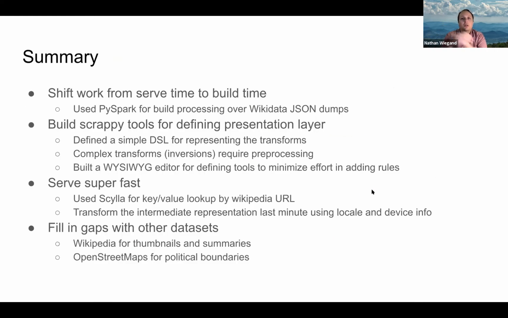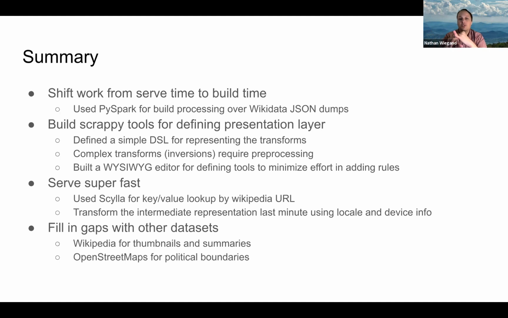So to summarize, the trick that we decided to do was, in order to hit our latency requirements, we shifted as much work from serve time to build time as we possibly could. To do that, we used a really heavy PySpark job to process Wikidata JSON dumps more than once in order to get all of the transforms we needed. We built a scrappy tool for allowing multiple engineers to work at the same time to define the programs for extracting and building our presentation layer.